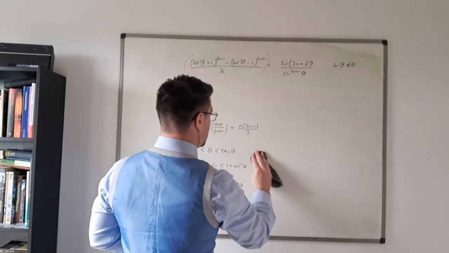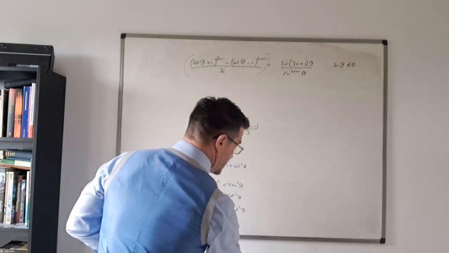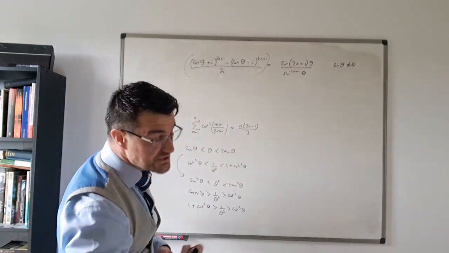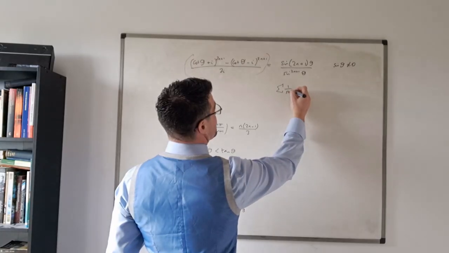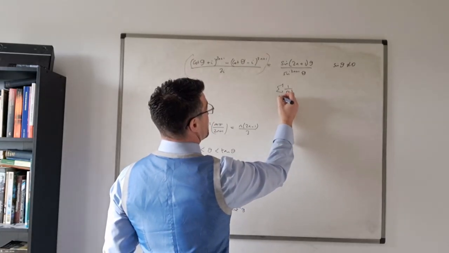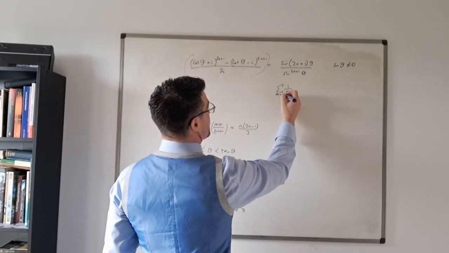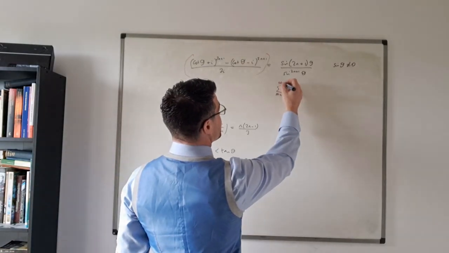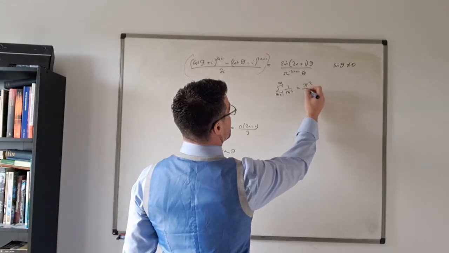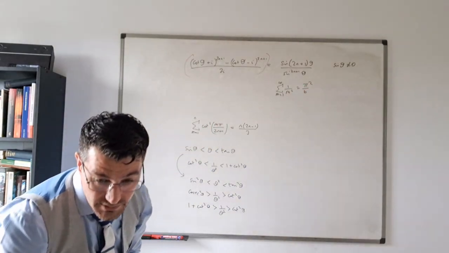So what can I rub off? I'll clear some space there. So then, hence show that the sum of 1 over m squared from m equals, well, it will be 1, won't it? 1 to infinity is equal to pi squared over 6. Okay?